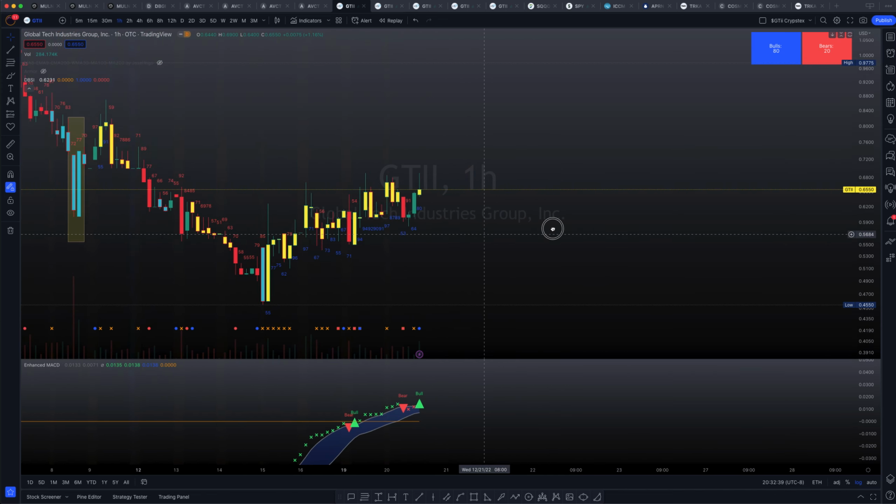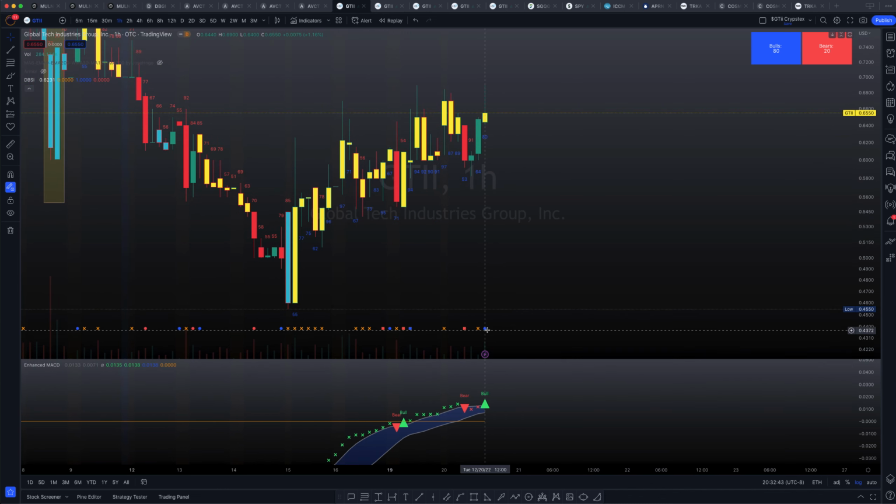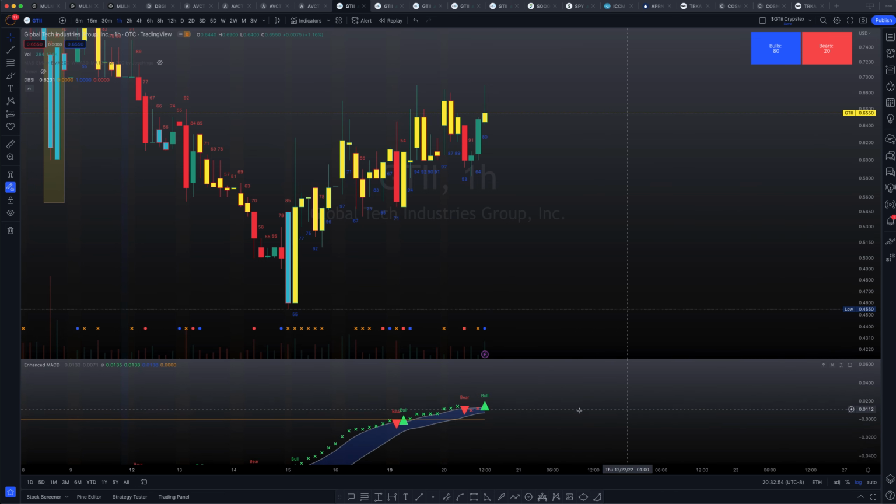Another good thing to notice is that DBSI does have buy and sell print signals, and you can see that the blue signal right here has been printed on today's candle, particular to the after hours trading. And also the enhanced MACD, this one right over here.